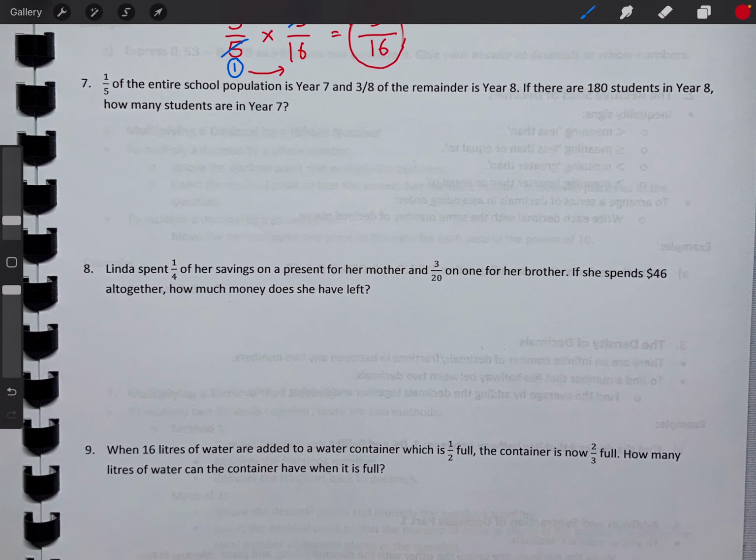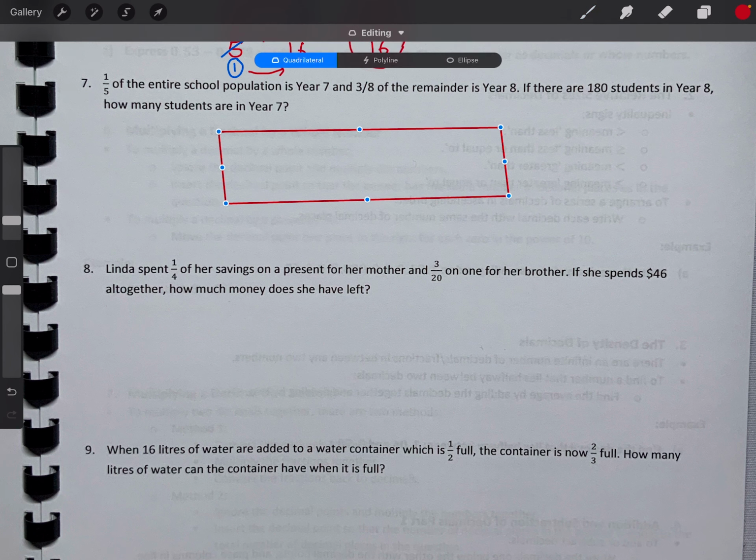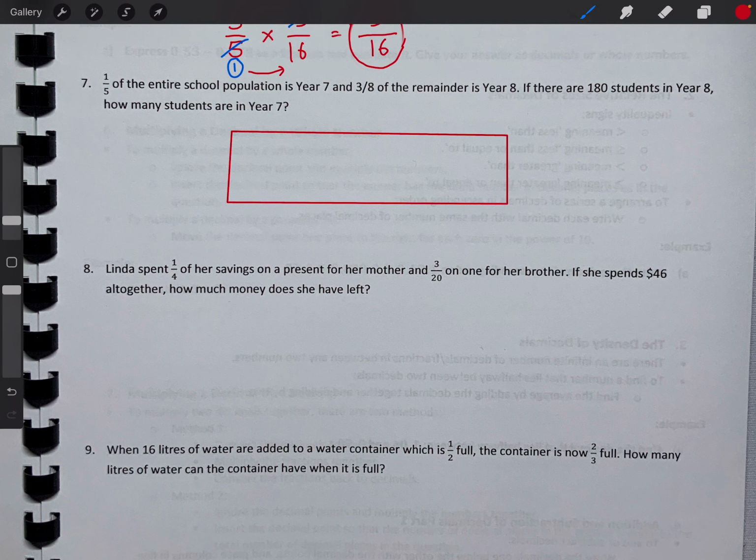Question 7. 1/5 of the entire school population is year 7. Alright, let's just imagine this. Rectangle, please. Oh no, no rectangle this time. Okay, that's fine. Okay, so imagine I've got this. This box represents the entire school population. 1/5. So let's cut it into 5 pieces. I hope I can cut it right this time.